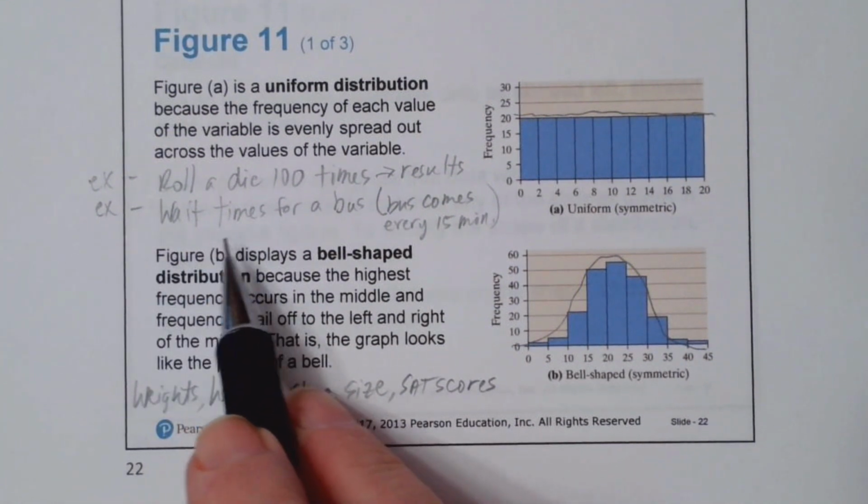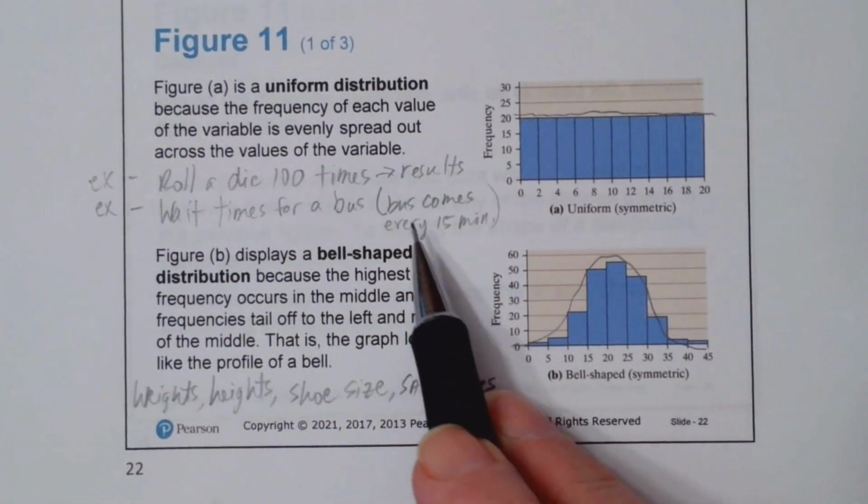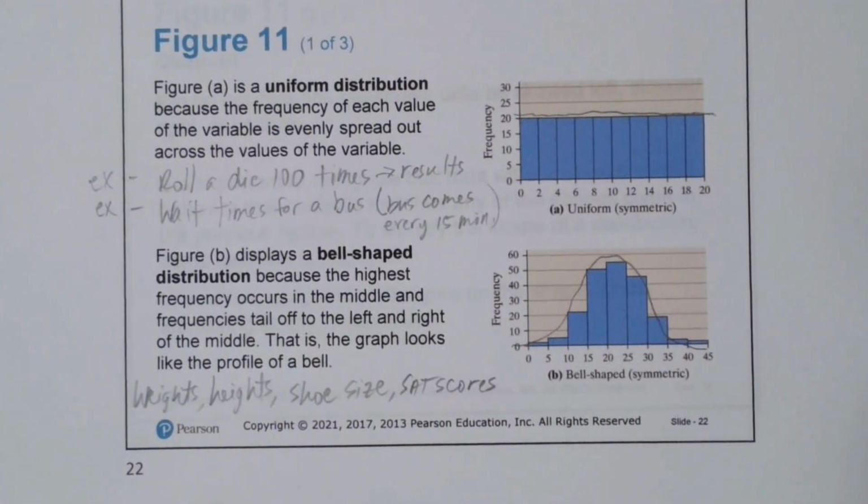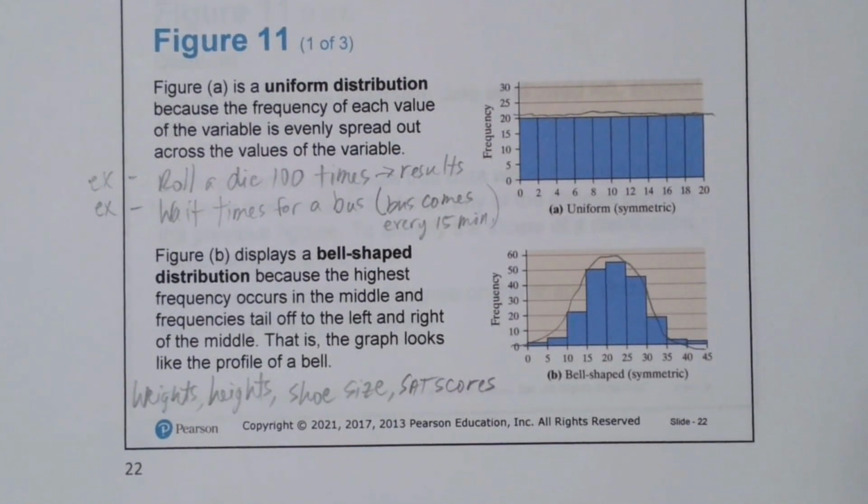Another example would be wait times for a bus. Let's assume that a bus comes exactly every 15 minutes. So you know how it is. You get there, you're hoping the bus is about to show up. Hopefully the bus didn't just pull away, or you're looking at a full 15 minutes. But it's as likely that you're going to wait there 6 minutes as you are going to wait there 15 minutes. So that would have a distribution that's uniform.